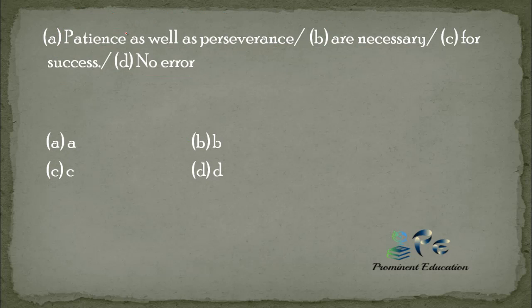Now next question. Patience as well as perseverance are necessary for success. Again, as well as structure, I have previously told you the verb should agree with the noun which comes before as well as. Patience here is singular, so a singular helping verb should be used. Now look at part B. Are necessary is written. Are is wrong here because it is plural. To agree with the subject, it must be singular. So this part contains an error. The answer of this question is part B.